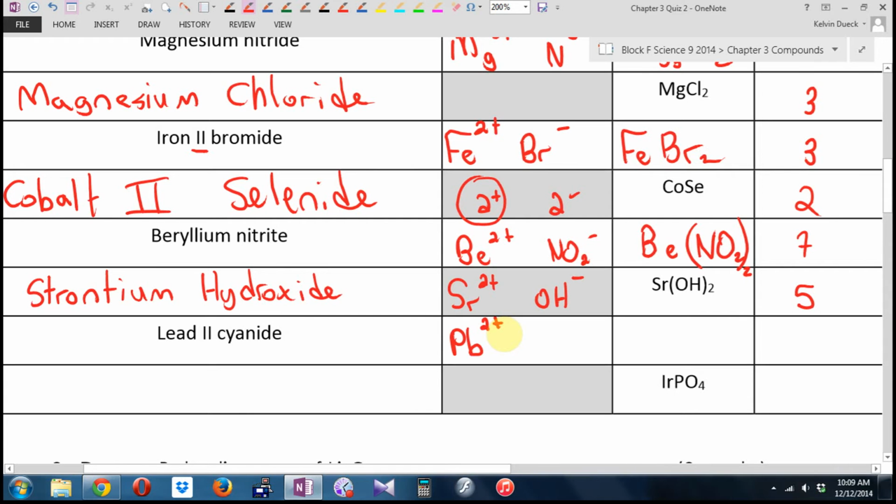Cyanide, which is a surprisingly simple molecule for the poison, because cyanide poison is what the spies always swallow in the movies, or the villain always swallows, right? Surprisingly, a very simple molecule. It's the Canadian National Railway, CN minus. So it's going to be 1 Pb, 2 CNs, but to show that it's 2 of those, I better put it in brackets.